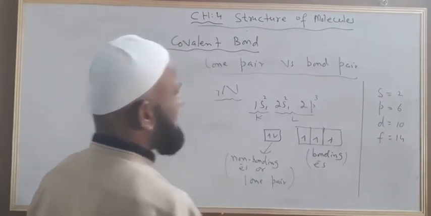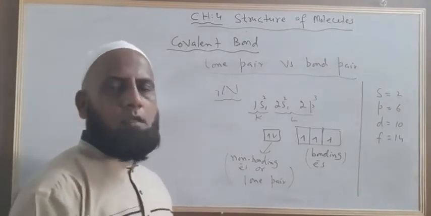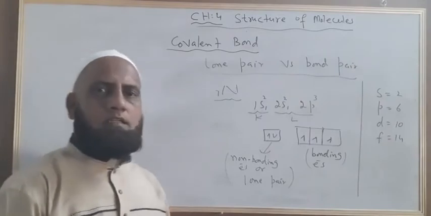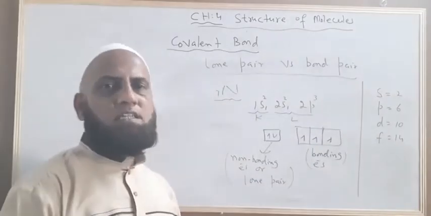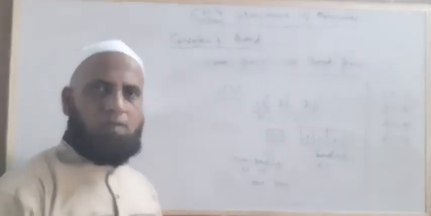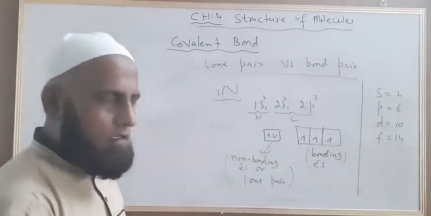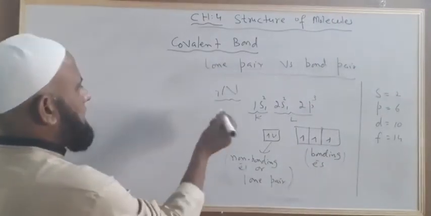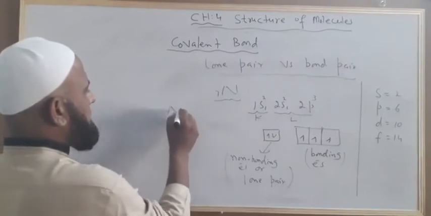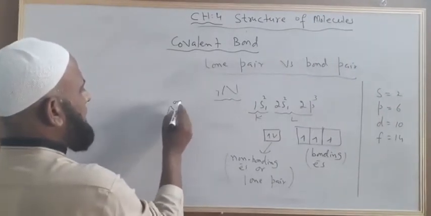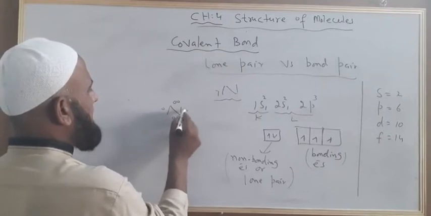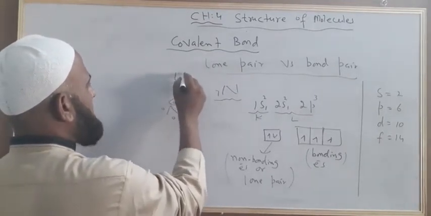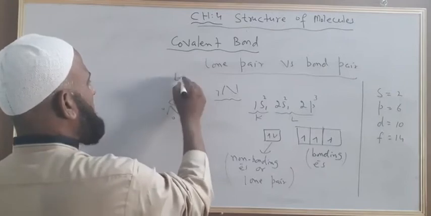Okay, so we can say the pair of electrons present in the valence shell of a non-metal is known as your lone pair. In case of nitrogen we have one lone pair because there are 3 single electrons. So in nitrogen there is one lone pair.